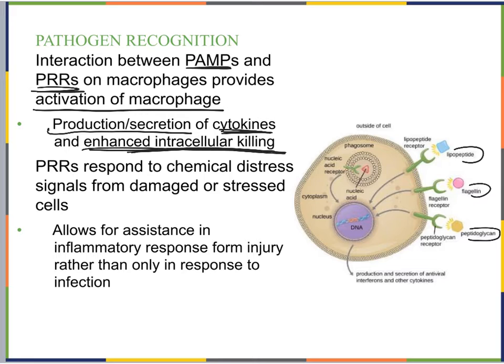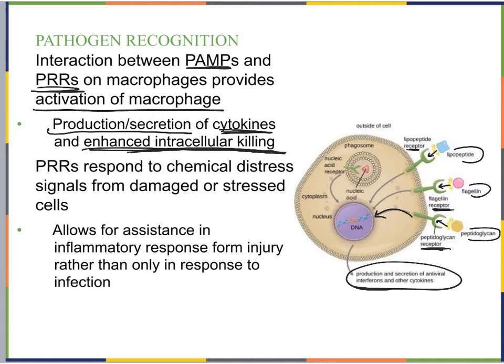So we have specific PRRs that are peptidoglycan receptors, PRRs that are flagellin receptors, or PRRs that are lipopeptide receptors. So when that lipopeptide clicks into place, or the flagellin, or the peptidoglycan, it's going to send messages within the cell to the nucleus. Then when this happens, it's going to produce and secrete these antiviral interferons and other cytokines. So it's going to start to release those chemical messengers in order to pass the information along to others.